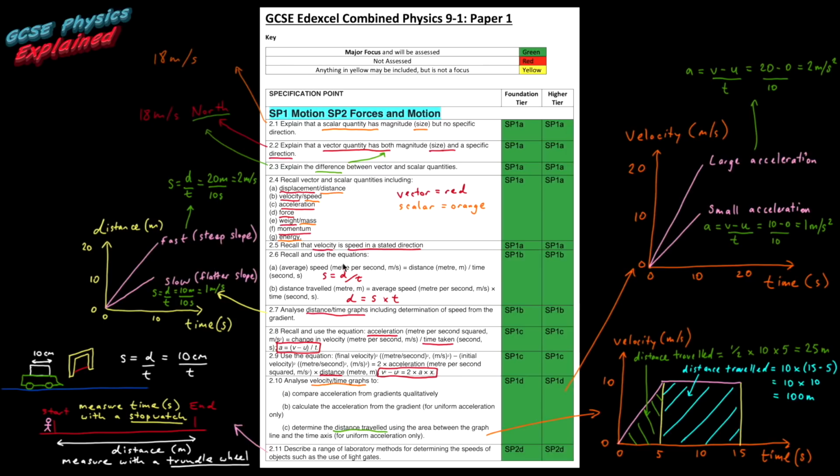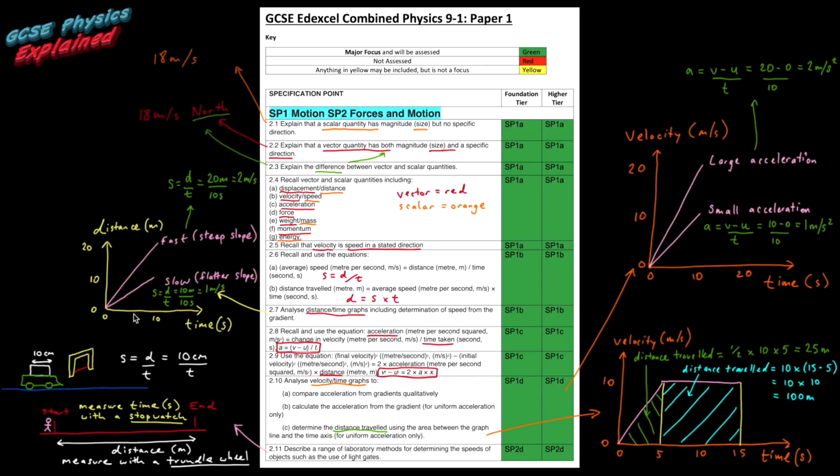Recall and use the equations: speed equals distance divided by time, and rearrange it to find distance equals speed times time. So make sure you've practiced those. Analyze distance-time graphs, including determination of speed from the gradient.